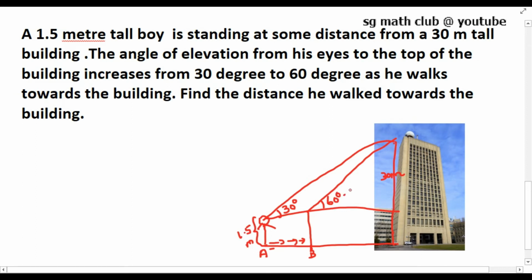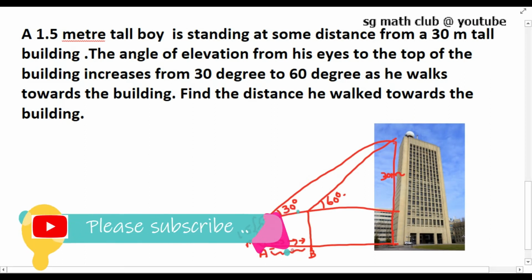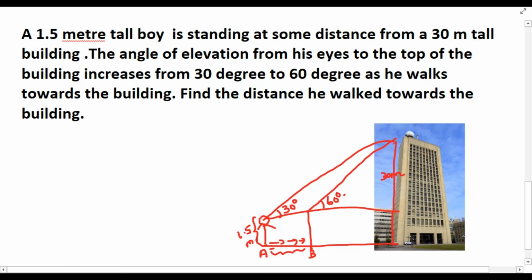Find the distance he walked towards the building. So we need to find out this distance AB. How much distance he has walked from A to B. So that is the question. 30 meter tall building is there. The height of the boy is 1.5. The angle of elevation from his eyes at the first time it is 30 degree. Then he walked towards the building. Then the angle of elevation increases from 30 to 60. We need to find how much distance the boy has walked from A to B.